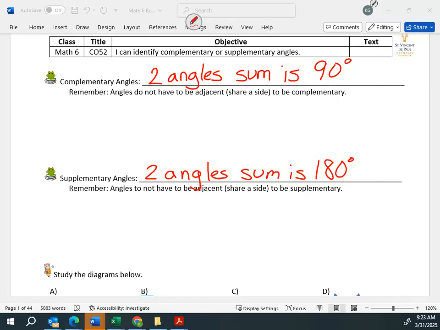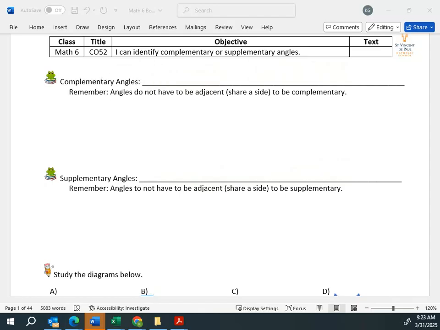Same thing for supplementary. One supplementary angle is 110 degrees. What is the other angle? Subtract that from 180 degrees. Any questions on the complementary or supplementary angles?